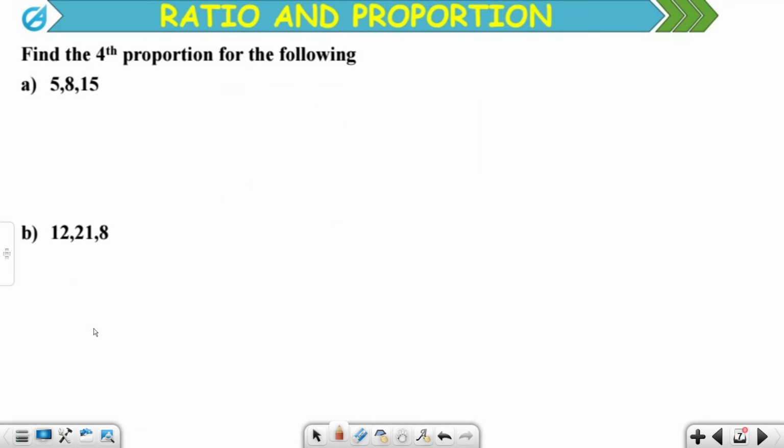Okay, now we'll go for the fourth proportion. See, what is the formula for the fourth proportion? The fourth proportion will be BC by A. Again, what is the value of A? 5 is the value of A. What is the value of B? 8 is the value of B. What is the value of C? 15. So 8 into 15.